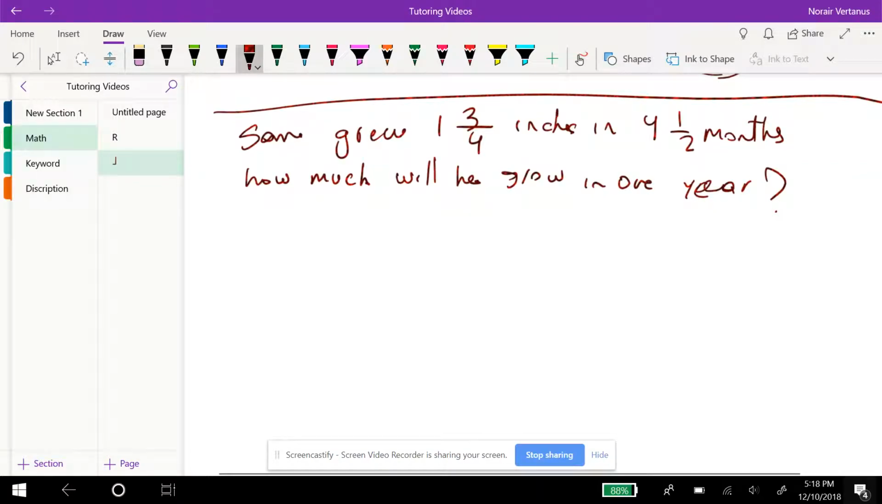All right, here we have a question that says Sam grew 1 3/4 inches in 4 1/2 months. See, this is very critical. 1 3/4 inches in this 4 1/2 months. And then part of the problem says that if he continues at the same rate, how much will he grow in 1 year? So 1 year.